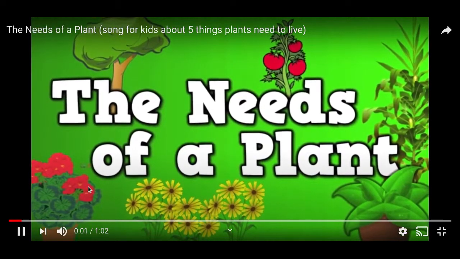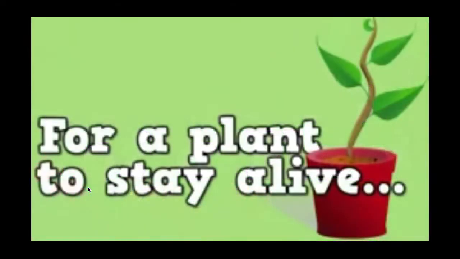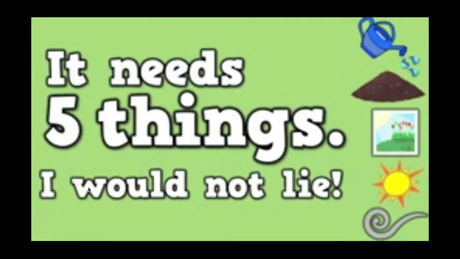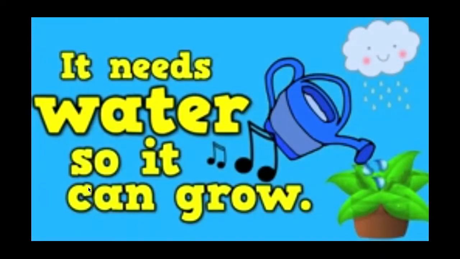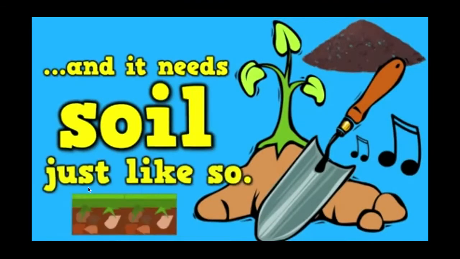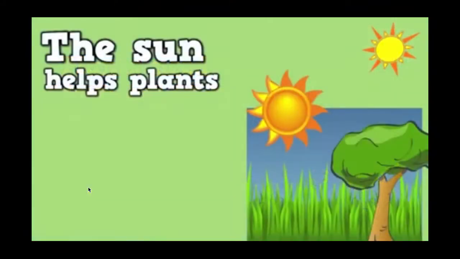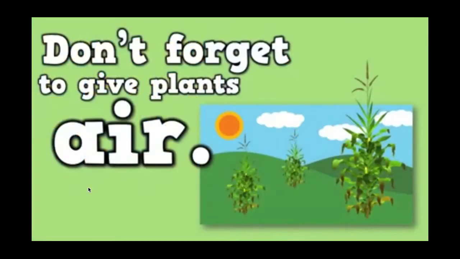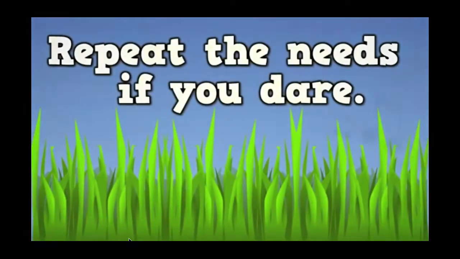The needs of a plant. For a plant to stay alive, it needs five things, I would not lie. It needs water so it can grow. And it needs soil, just like so. Plants need space, they can't be tight. The sun helps plants by giving light. Don't forget to give plants air. Repeat the needs if you dare.